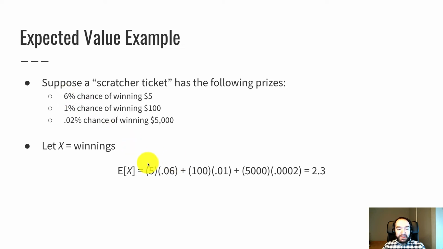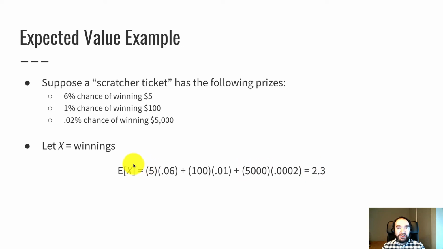So that's the expected value of the $5 outcome, plus there's a 1% chance of 100, so that's 100 times 0.01, plus there's a 0.02% chance of $5,000, so that's 5,000 times 0.0002. And if you do out that arithmetic, this comes out to 2.3. So we would say the expected value of this ticket is 2.3.